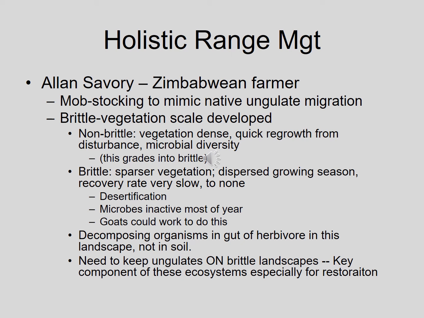A little more information about the holistic range or resource management method devised by Alan Savory, a Zimbabwean gardener and farmer. He was the one that really started coming up with this idea of mob stocking to mimic native ungulate migration, so hooved animals that moved along and moved from one fresh green growth to another area of fresh green growth. What Alan Savory would do is overstock, like have a lot of animals in a small area, but only keep them for a very short period of time.